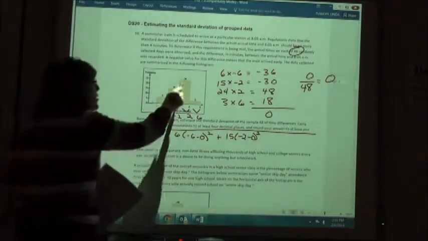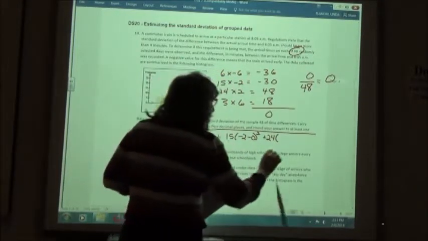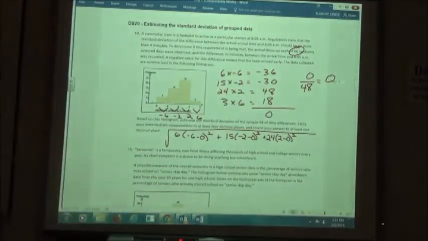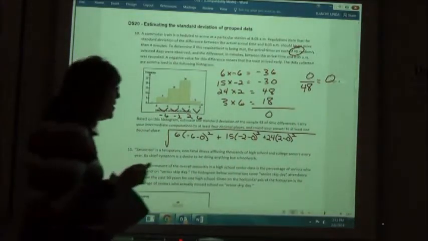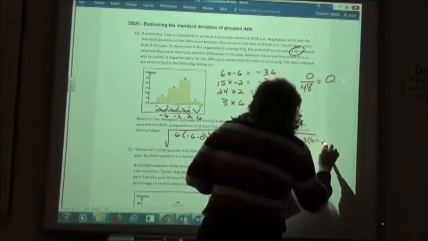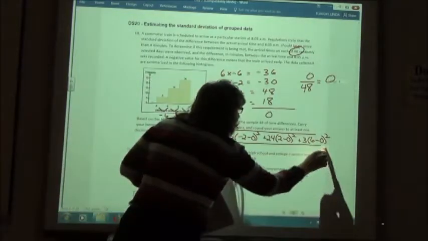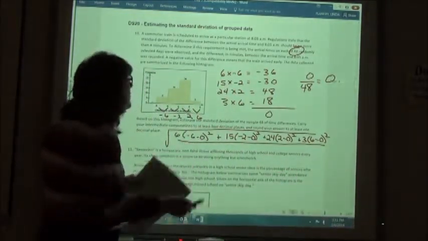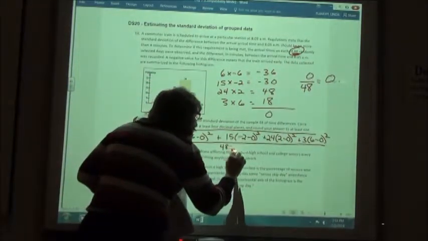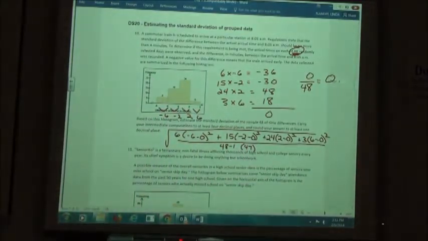The next one, we had 24. Our midpoint there was 2 minus the mean of 0, and we square that. And then the last one, we have 3. Our midpoint there was 6, so 6 minus 0 squared. On the bottom of this fraction again, we're going to use n minus 1. N, our total number of things, was 48, so 48 minus 1 means we end up with a 47 down there.